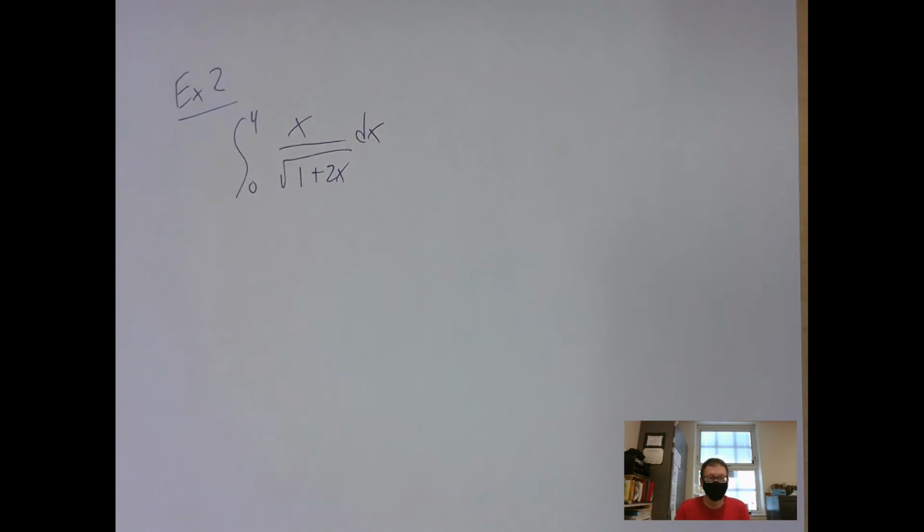So we're going from 0 to 4 on this function here, x divided by the square root of 1 plus 2x.